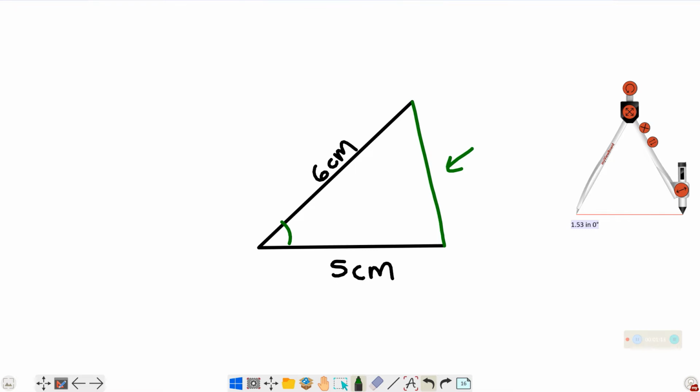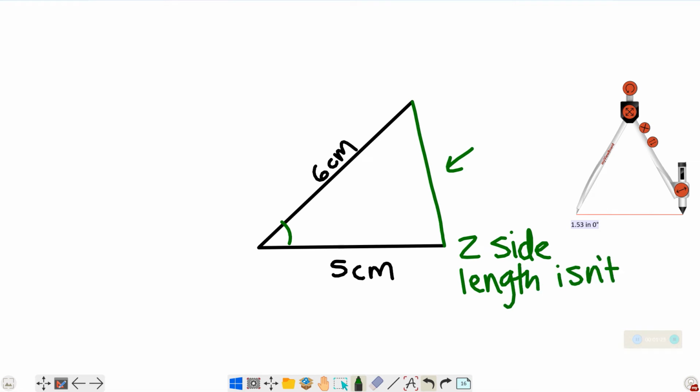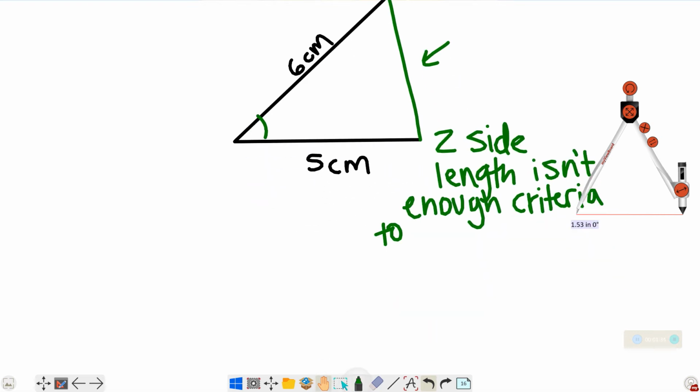And the reason why they are not identical is because two side lengths is not enough criteria to guarantee identical triangles.